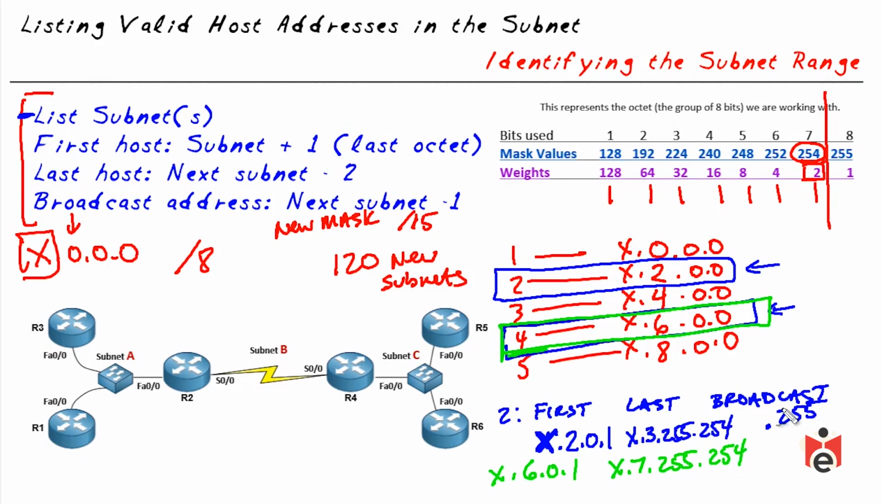And our broadcast address is 1 less than the next subnet. So that would end in .255. It'd be x.7.255.255 for our broadcast. And that's it.